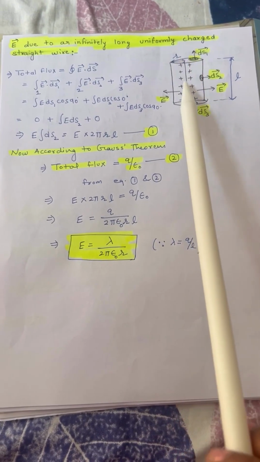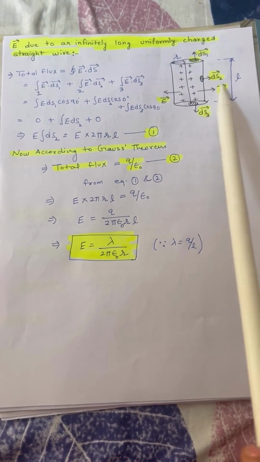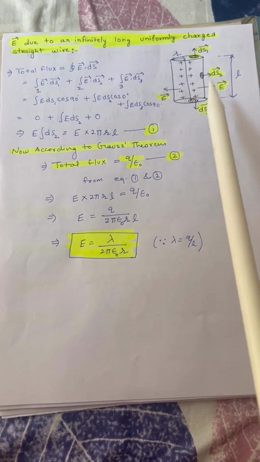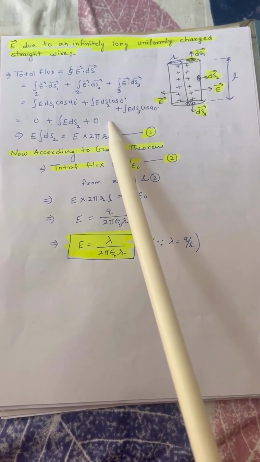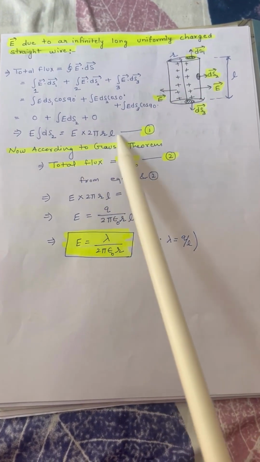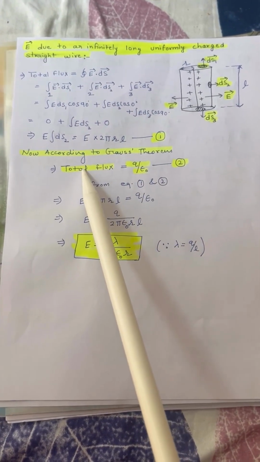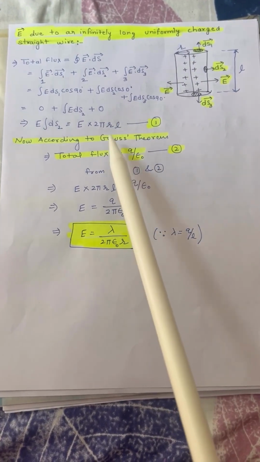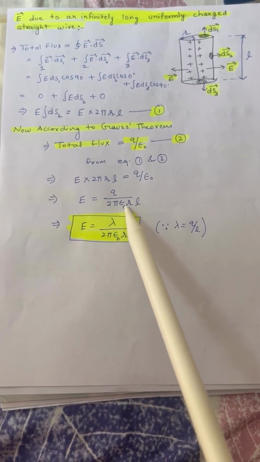Total flux will be the sum of three fluxes through three areas 1, 2, and 3 as shown. Through the first area, the angle between electric field and the area vector is 90, at the second area the angle between electric field and the area vector is 0, and at the third again it is a 90-degree angle. So we will get the flux through only the curved surface area, which is 2πrl as shown. And by applying Gauss theorem we will reach the final result.